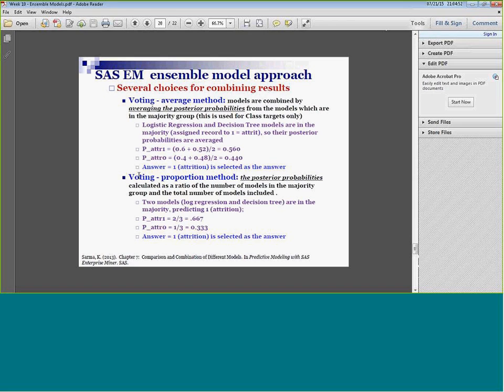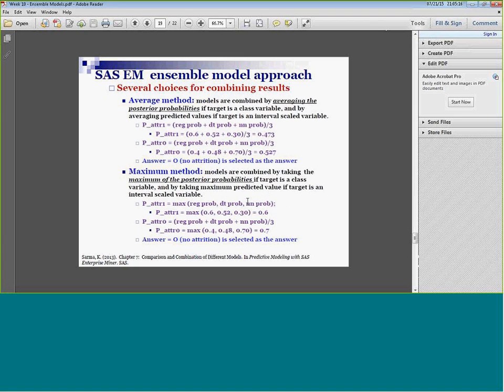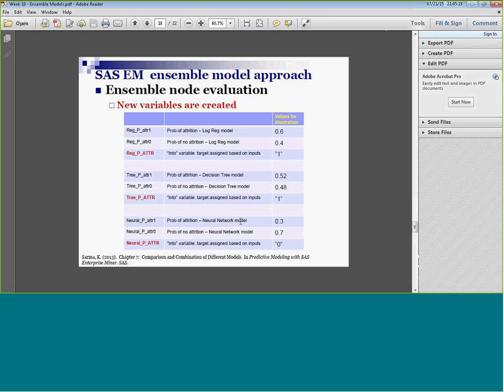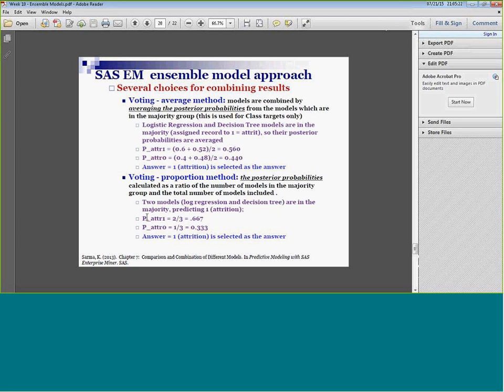The final one that's used in SAS Enterprise Miner is something called the voting proportion method. Posterior probabilities are calculated as a ratio of the number of models in the majority group and the total number of models included. Ratio. Well, there were 2 models in the majority, okay, predicting 1. And there were 3 models total, 1, 2, 3. So the ratio is 2/3. So the probability of attriting is 2/3, 0.667. Probability of not attriting is 1/3, 0.333. 0.667, twice as much as 0.333. So the answer is, I pick attrition.